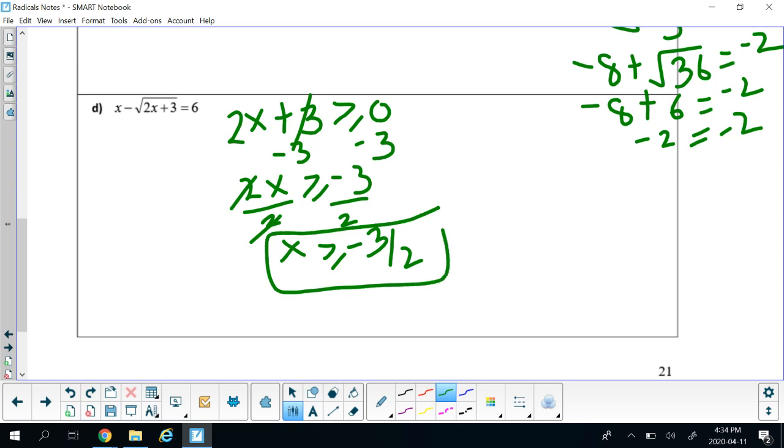So our restriction is x should be greater than or equal to negative 3 by 2. And negative 3 by 2 means negative 1.5. So x should be greater than or equal to negative 1.5 here. Okay, so we got our restriction. Let's simplify this question now.